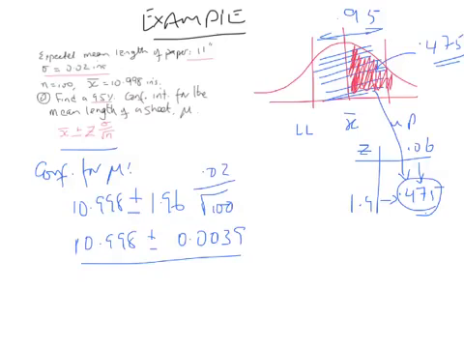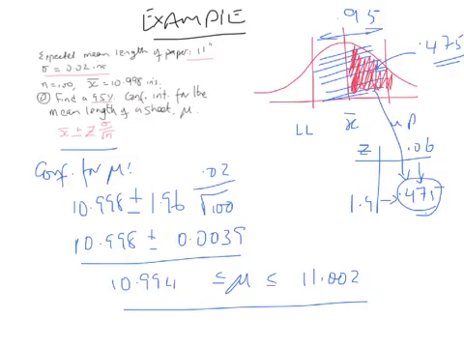the parts of the interval, and when we do the whole thing and express it fully as the interval, it will look something like this, that the upper limit, when we add 0.0039 to this, the upper limit will end up being 11.002 inches, and the lower limit will end up being 10.994 inches.